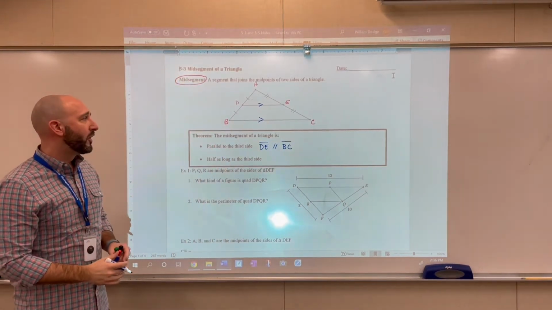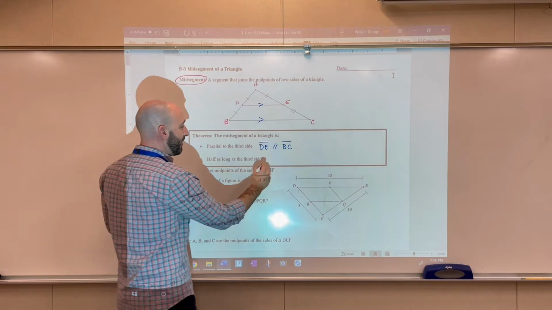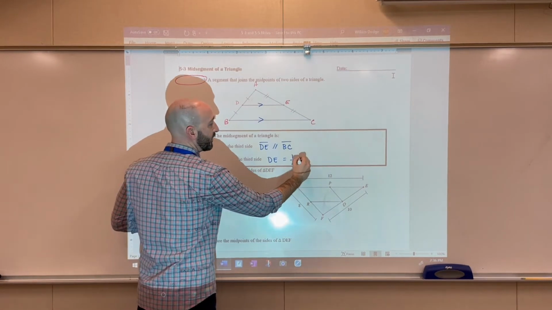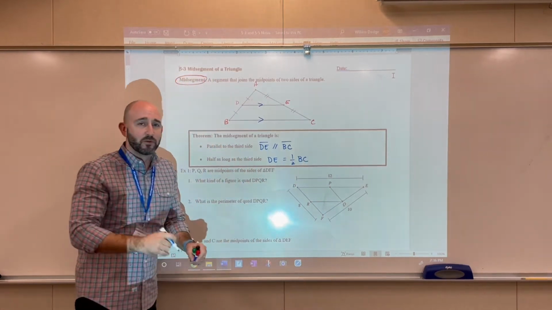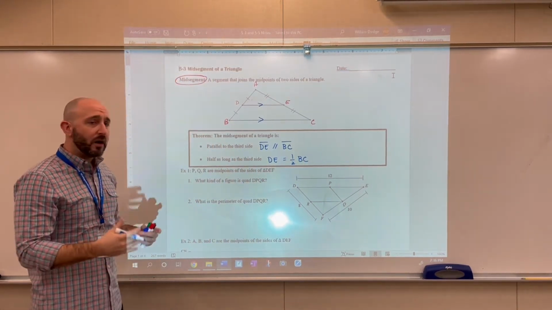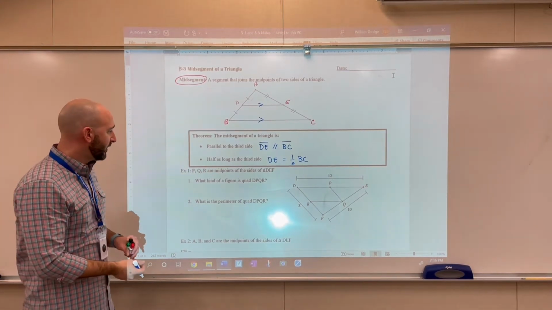And what we also know is that DE is half the length of segment BC. And I'm not going to go through and do a rigorous proof of that, but we are going to apply those properties in just a minute. All right, so let's look at some example problems.